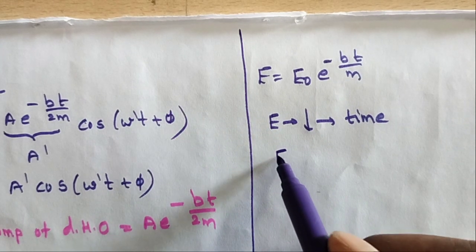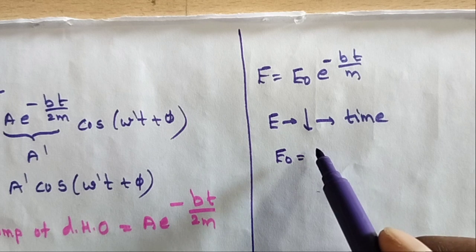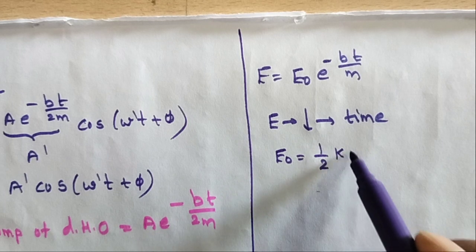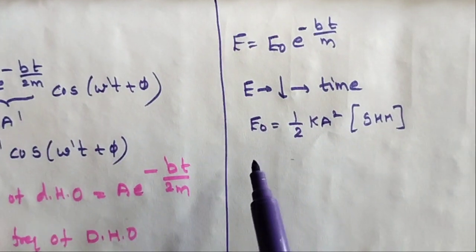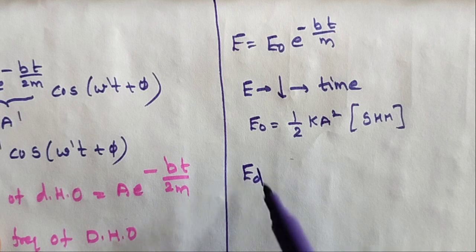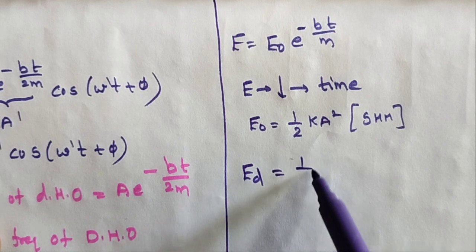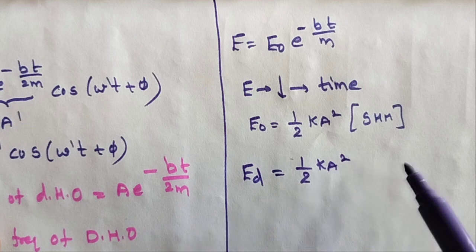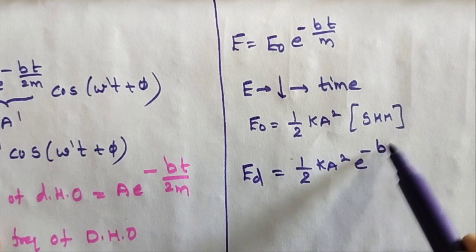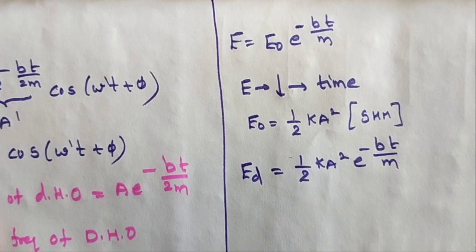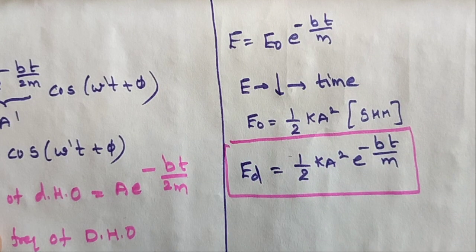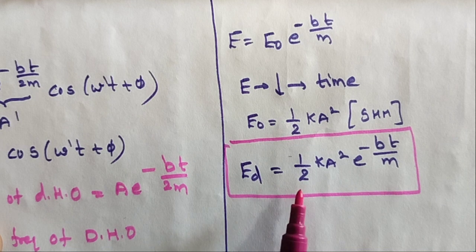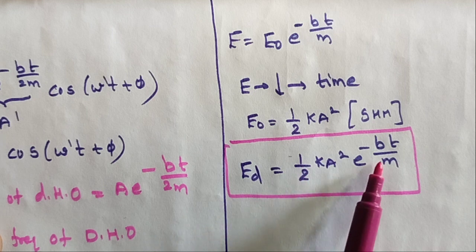But what is E naught? In simple harmonic motion, the energy is 1 by 2 k a square. So what is the energy in the damped case? E d is equal to 1 by 2 k a square e power minus bt by m. This is the energy of the damped harmonic oscillator.